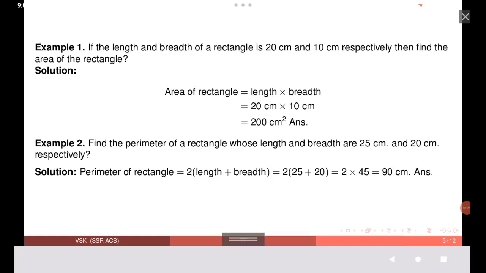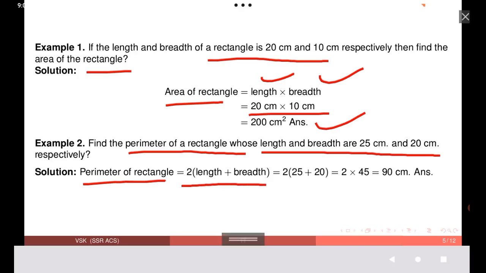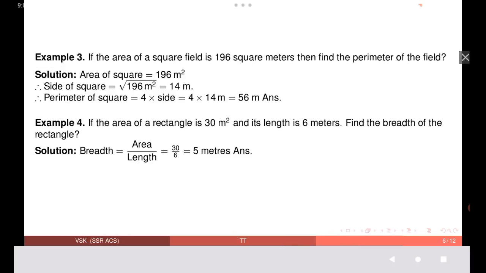If the length and breadth of a rectangle are 20 and 10, find the area of the rectangle. We know the formula. Area of rectangle is length into breadth. So 20 into 10, that is 200 centimeter square. Now example 2, find the perimeter of a rectangle whose length and breadth are 25 and 20. Again it is very easy. Perimeter of rectangle, what is the formula? 2 into (length plus breadth). So 2 into (25 plus 20), that is 2 into 45, so it is 90. Very easily you can attempt these 2 questions.